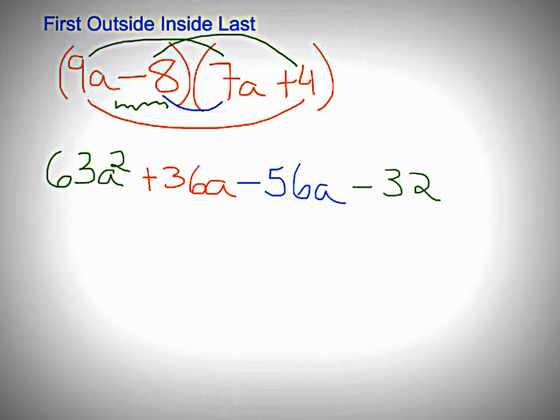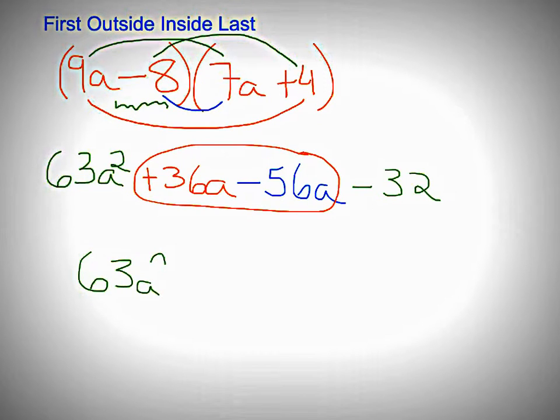So when you multiplied, you should have gotten 63a squared for your first terms, outside 36a, inside negative 56a, and last negative 32. And now you can combine your like terms to get 63a squared minus 20a and then minus 32.